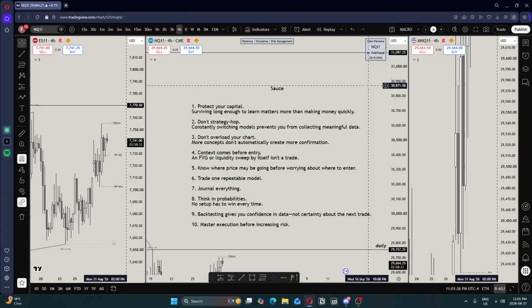Context comes before entry. This is something which you will learn more if you're a complete beginner, not from this video necessarily, but as you pursue your journey. A simple concept of any sort or a couple of concepts is not enough to take a trade. Context surrounding the entry matters 100 times more than the entry itself.